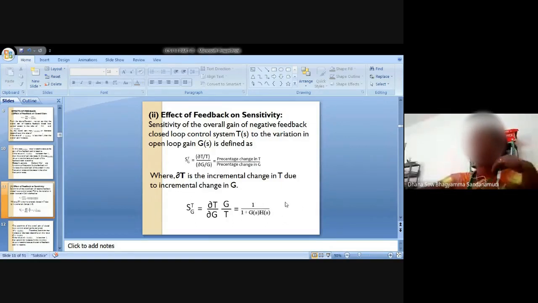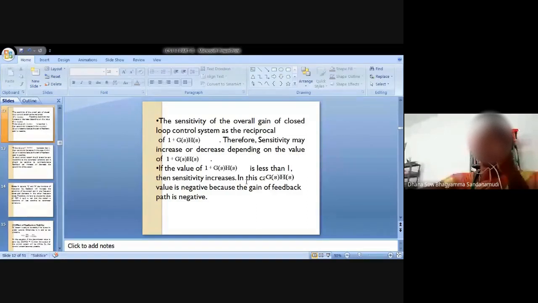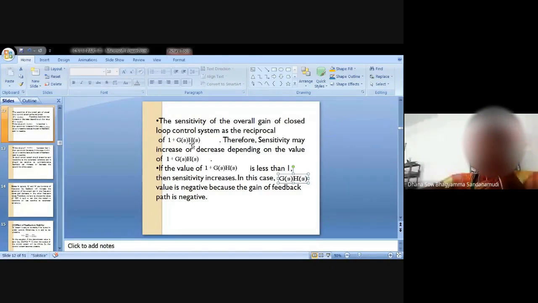So as this open loop gain G of S H of S value, the denominator value, varies: as the denominator increases, sensitivity will decrease. As the denominator decreases, sensitivity will increase. In general, the sensitivity of a system should be as low as possible for the changes that occur. For any sort of disturbance, the system should not be more sensitive. So you can see here the sensitivity of the overall gain of the closed loop control system is the reciprocal of this.